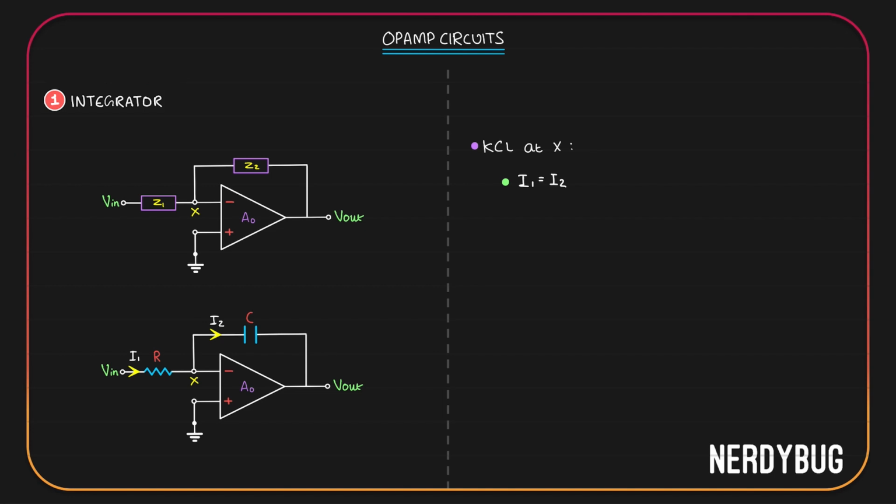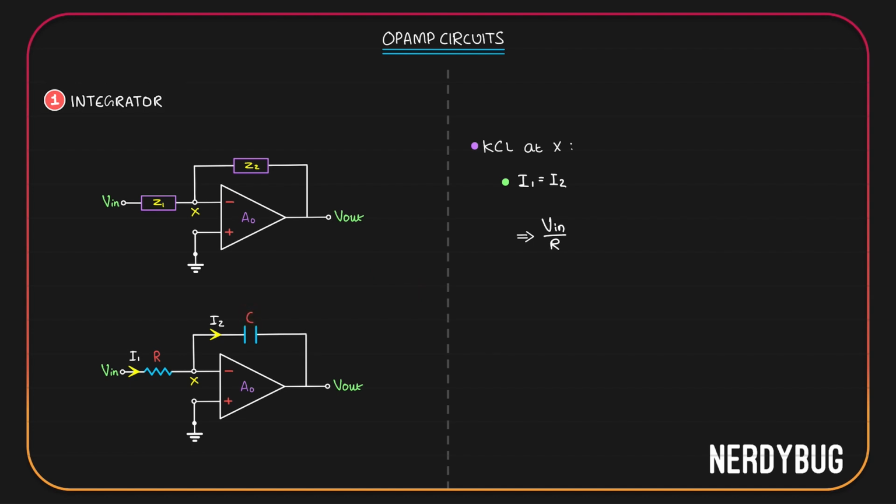Now, I1 is the current through R, so it will be Vin minus Vx divided by R. But again, since the op-amp is ideal, potential at Vx will be the potential over here, which is 0. So I1 will be Vin divided by R. I2 is the current flowing through the capacitor. Current through a capacitor of capacitance C that has a potential V across it is given by C dV by dt. Here the capacitance is C.